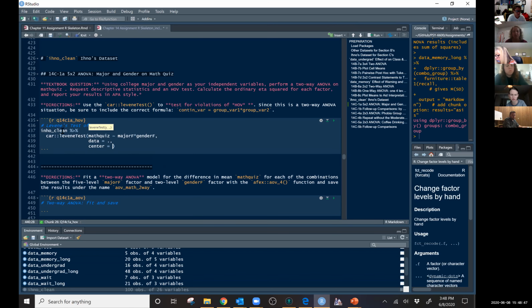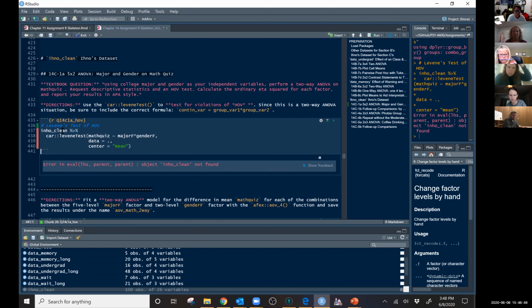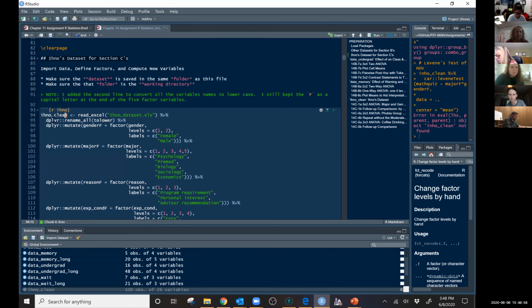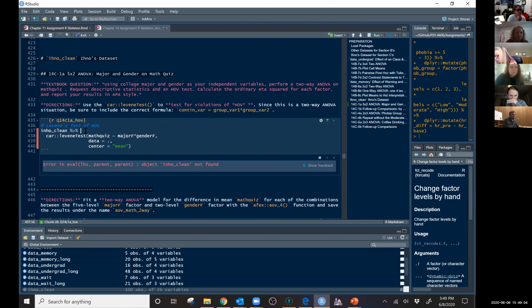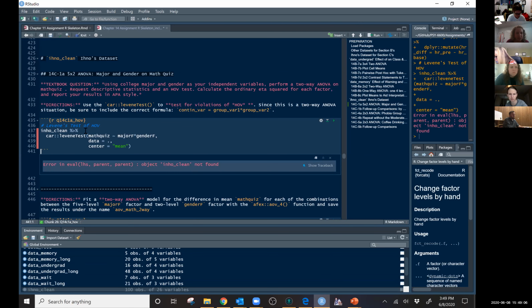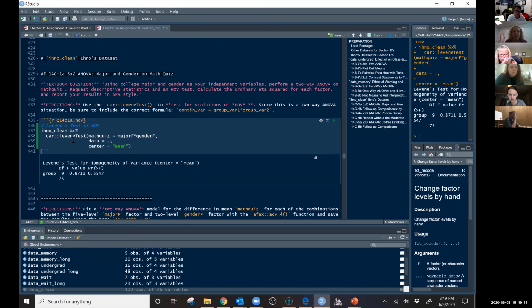And then do we need to do center equals mean on this one, or does it not matter? Center equals mean. And what does that remind the test to do again? If you don't, it tries to do center equals median. I don't know why. No, clean. Why didn't mine do it? Oh, maybe if I spelled clean right. There we go.